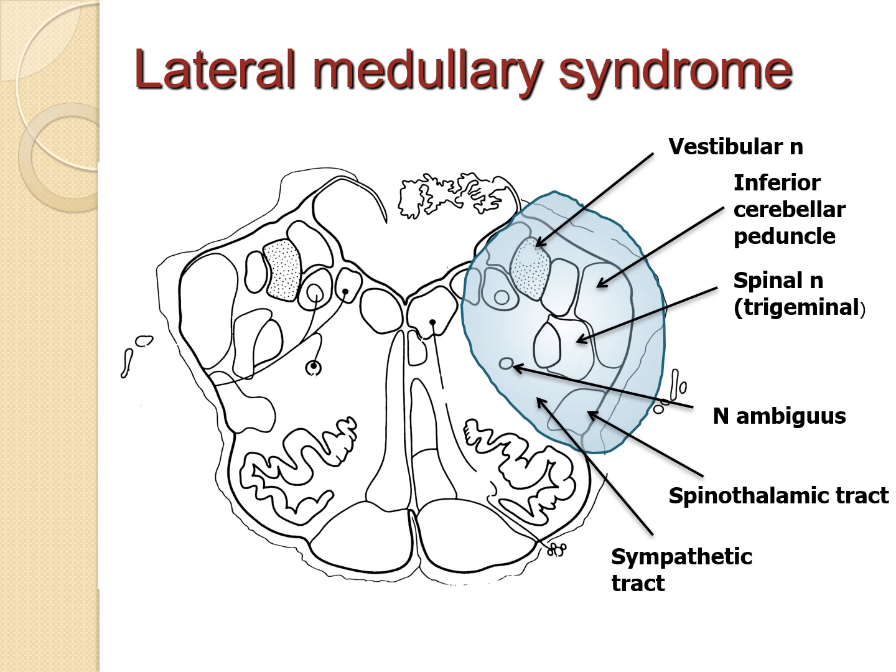Finally, we have the spinothalamic tract, which carries spinal nerves and the trigeminal nerve. So if we lose this, we lose pain and sensory information coming from the body contralaterally, and ipsilateral loss of pain and thermal sensation in the face.